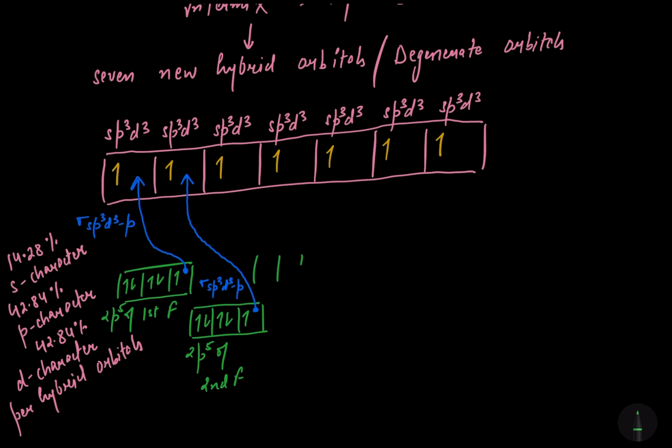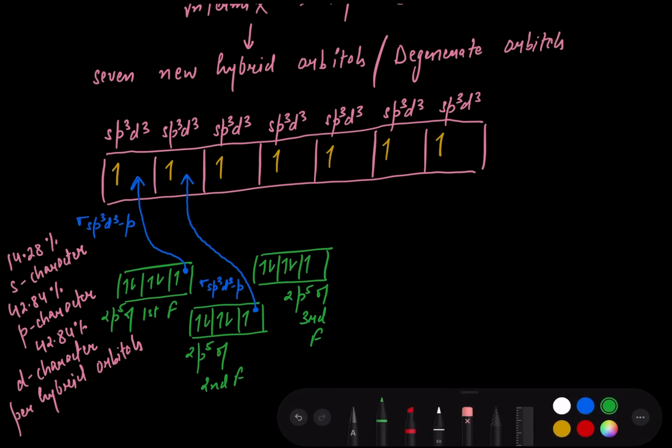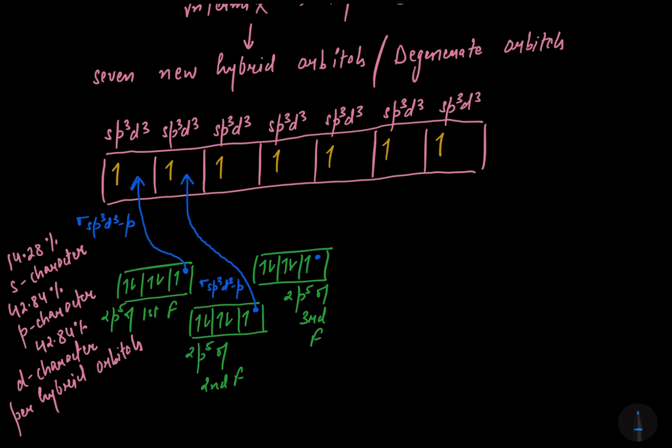Now let's talk about the third fluorine atom. That's the 2p of the third fluorine atom, which has 5 electrons: first, second, third, fourth, fifth. Here also we have one atomic orbital with one electron, and it will have head-on overlap with the sp3d3 hybrid orbital of iodine for the formation of a sigma bond, and this sigma bond is again sigma sp3d3-p.